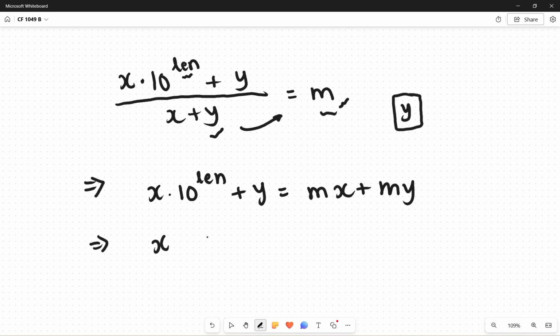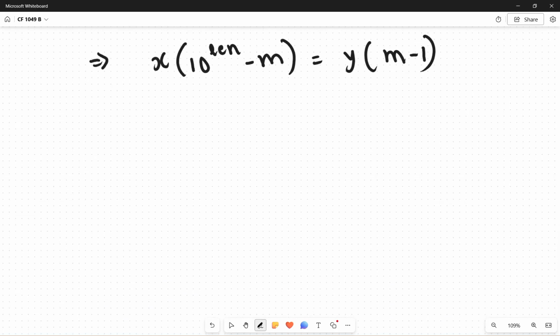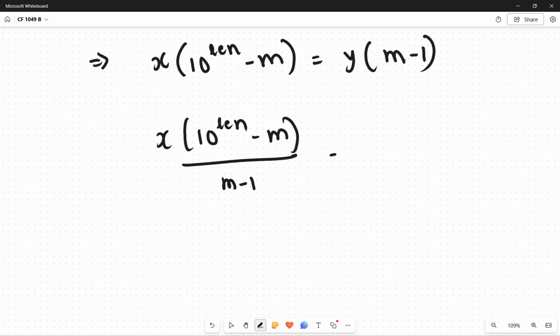And let's group x on one side. So x into (10 to the power of length minus m) is equal to y into (m minus 1). Okay, so here we are, and x into (10 to the power of length minus m) divided by (m minus 1) is equal to y, right?